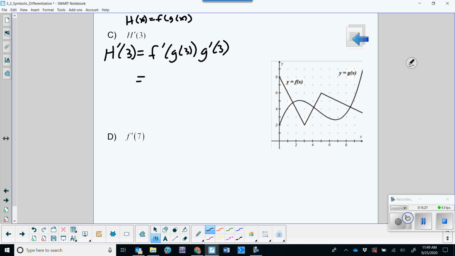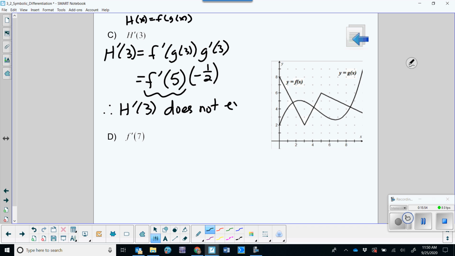So that means I'm going to have f prime at g of 3, and remember g of 3 is 5, we've been doing that, times g prime of 3. I just found g prime of 3 in the first problem. That was negative 1/2. But f prime of 5, I also just found that this does not exist. So therefore, h prime of 3 does not exist. Okay, because f prime of 5 does not exist, because I already found that in the last problem. Okay, so that would be my answer there.